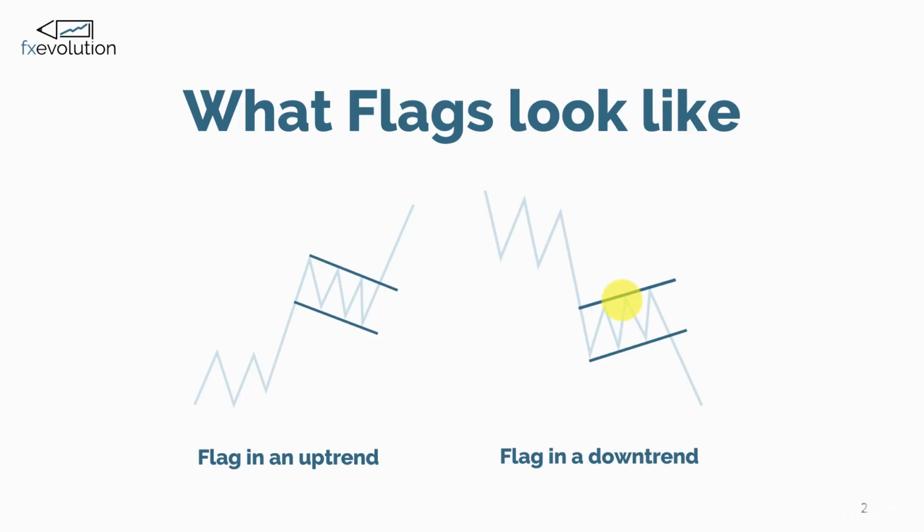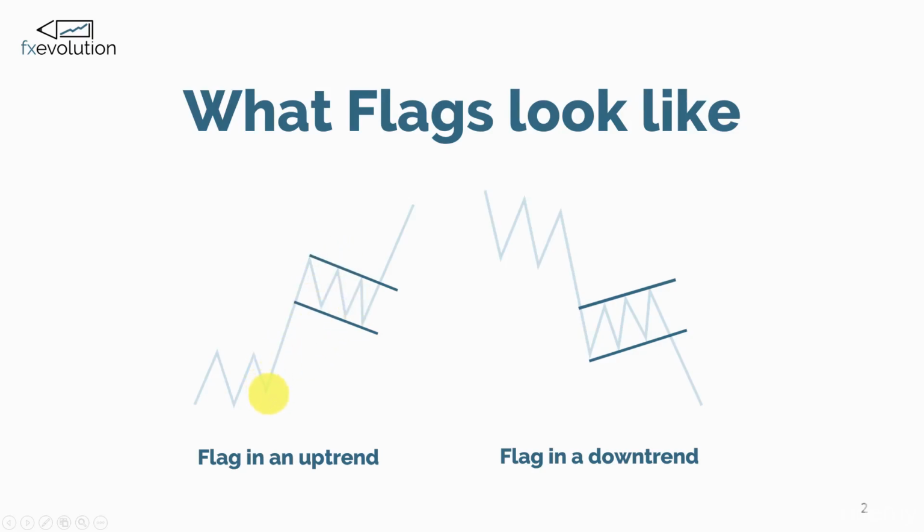So what do flags actually look like in the market? Here we have an example of an upward trending flag and a downward trending flag. It's important to note that flags are breakout continuation patterns. So if we're trading a flag in an uptrend, we're looking for a break to a new high and for it to continue on. And in a downtrend, we're looking for a break to a new low and for it to continue on.